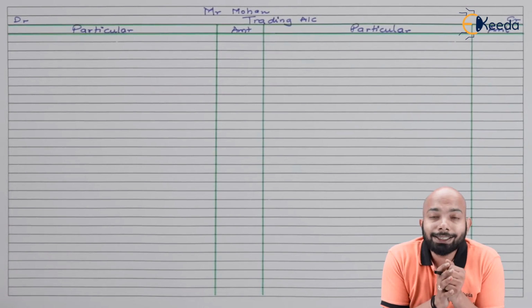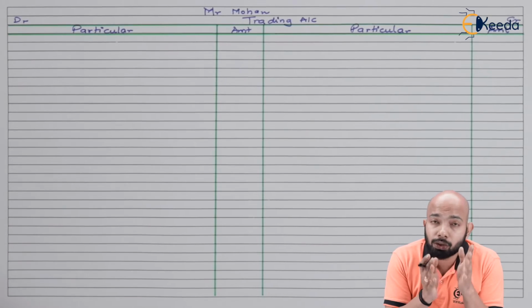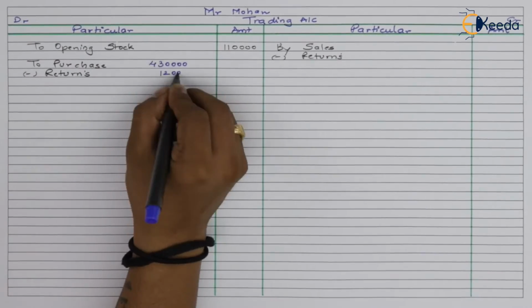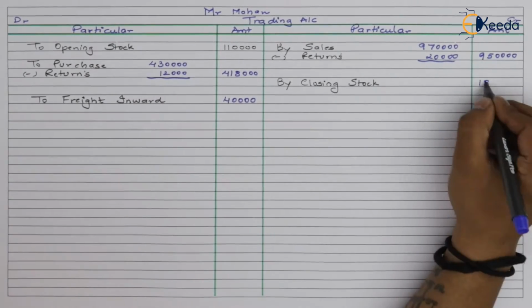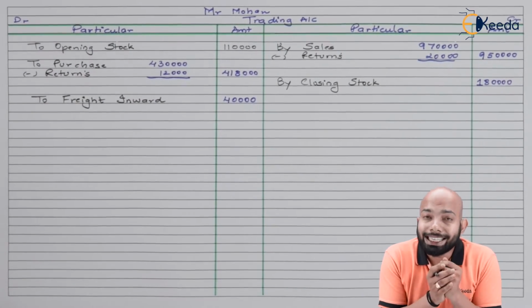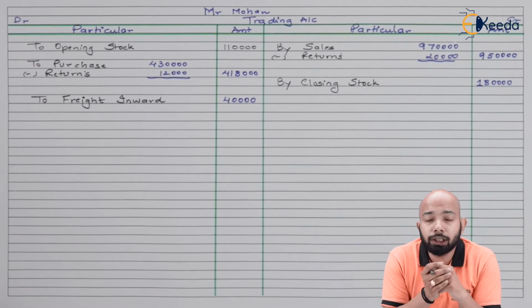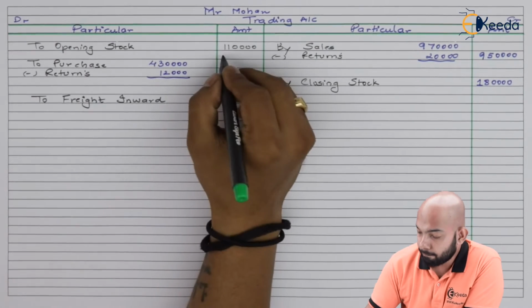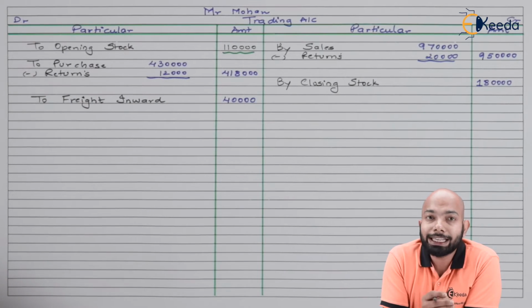While we are preparing this trading account, we'll first prepare the whole thing and then we'll go on with the explanation. So let's start with that thing. Now, the following trading account has been prepared. We haven't totaled it so that we can explain the whole thing first to you. The thing that we have taken into consideration is the opening stock first of all, which is 1,10,000. Post that, we have taken purchases.